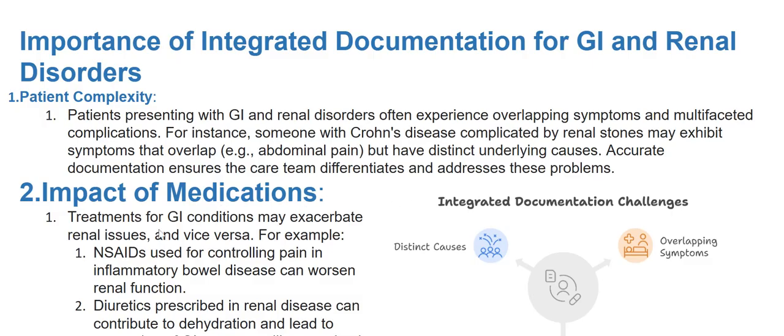Impact of medications. Treatments for GI conditions may exacerbate renal issues, and vice versa. For example, NSAIDs, non-steroidal anti-inflammatory drugs used for controlling pain in inflammatory bowel disease, can worsen renal function. Diuretics prescribed in renal disease can contribute to dehydration and lead to worsening of GI symptoms like constipation. Medical scribes must document not just prescribed medications but also any side effects or unintended impacts that they may have on the other organ system. And here's a diagram summarizing the integrated documentation challenges.